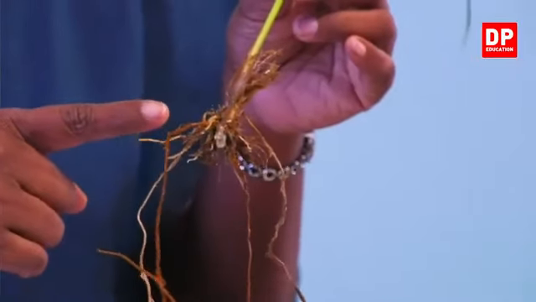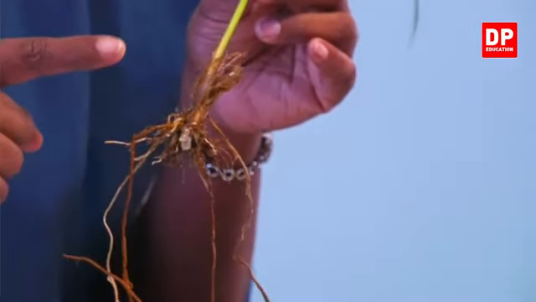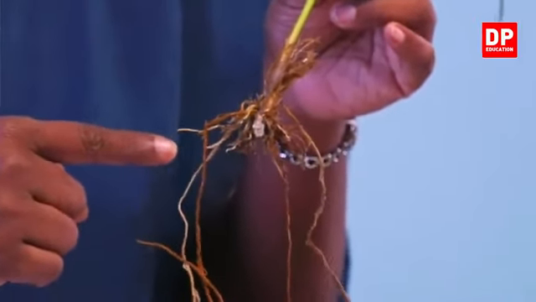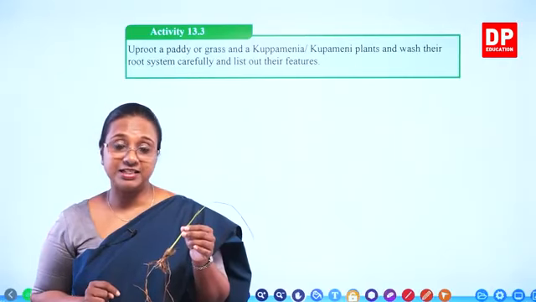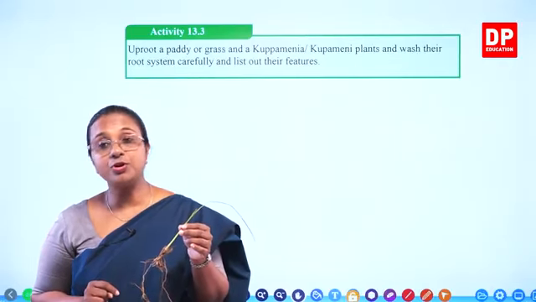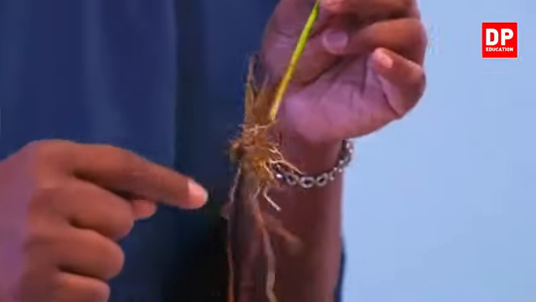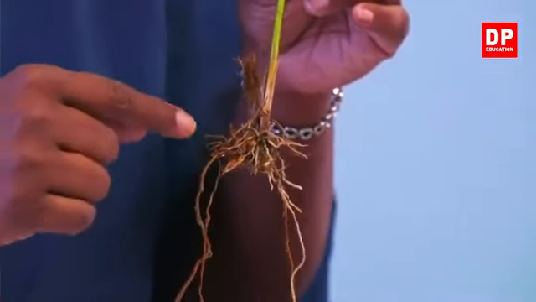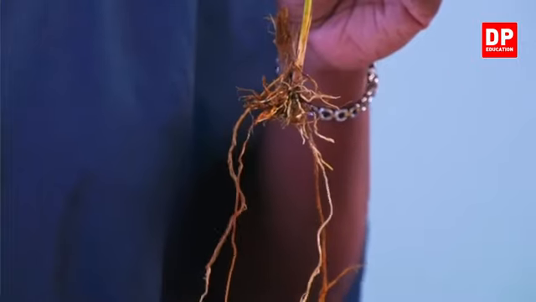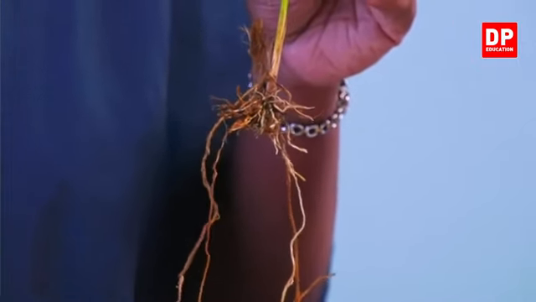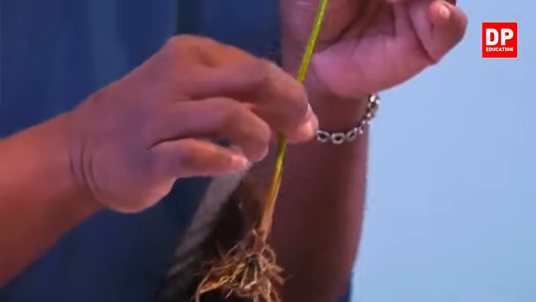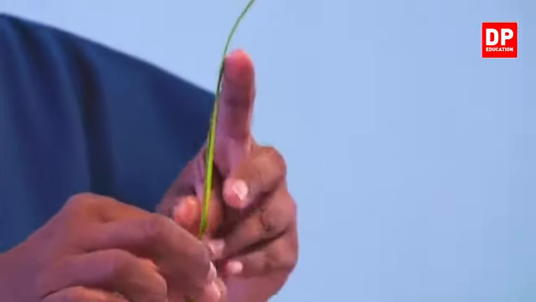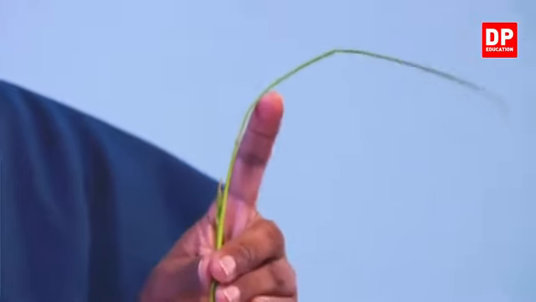So can you have a look at the roots here? What is the type of root? It is the fibrous root. You all can identify that. It does not have a tap root or lateral roots. All the roots here you can see are starting from the base of the stem. So it is the fibrous root. It is clearly visible. Then we have the stem and the leaf here. So here you can see there is no branching.